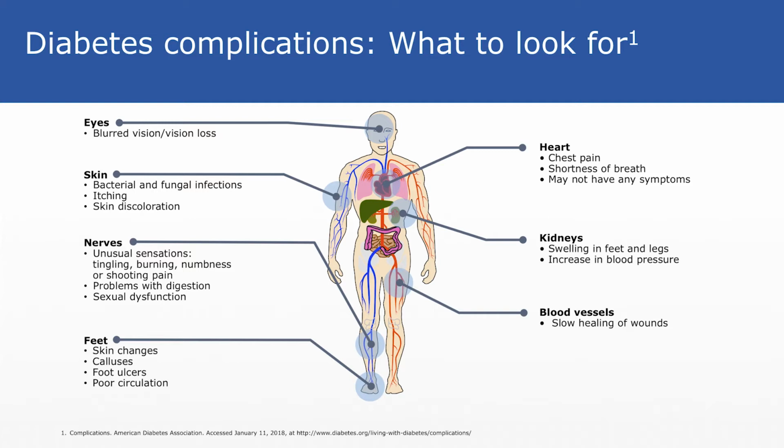Common symptoms to watch for include blurred vision, which can indicate diabetic retinopathy, swelling in the feet and legs, fungal infections, tingling or numbness in the hands and feet, including nerve pain, which can indicate diabetic neuropathy, as well as skin colorations, calluses, and ulcers, which can be due to poor circulation.